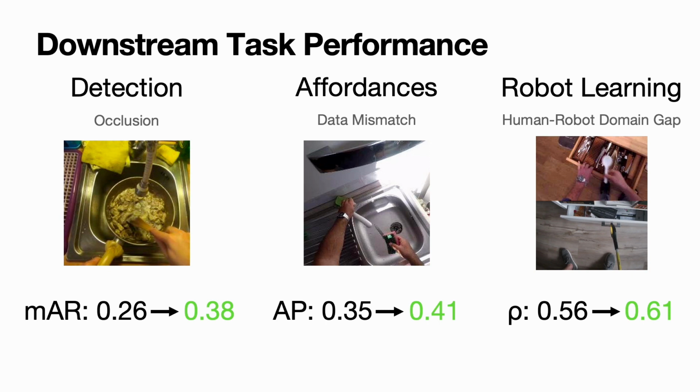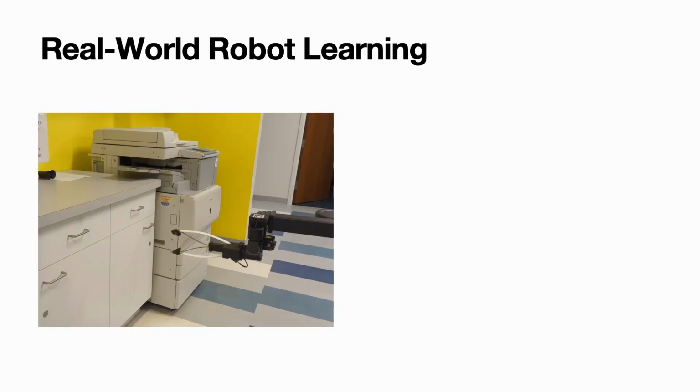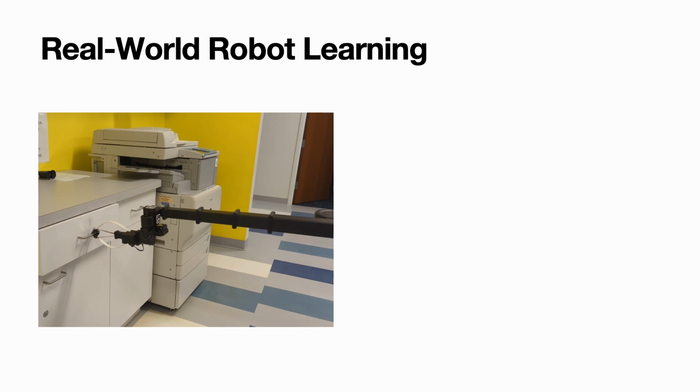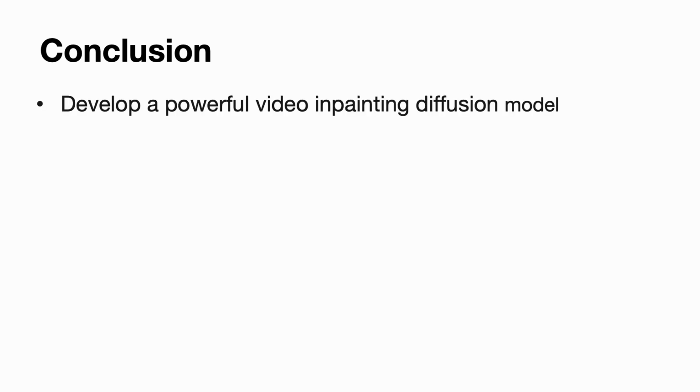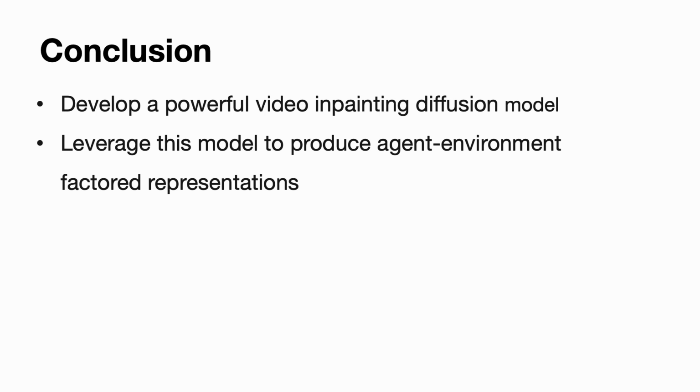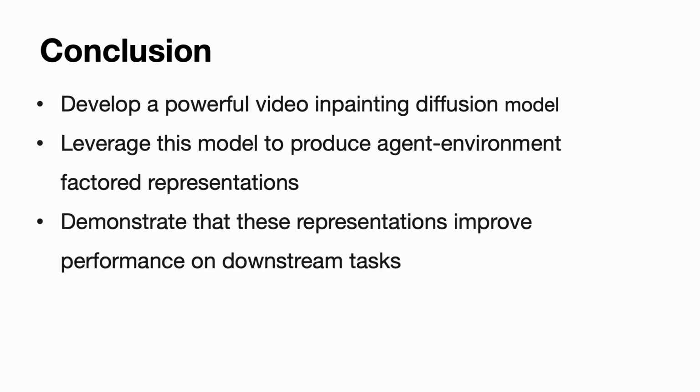Finally, we show that our factorized representations allow for simpler transfer across embodiments. In a real-world robot learning experiment, our agent is able to learn to open a drawer using reward derived exclusively from in-the-wild human demonstrations. We find this learning is greatly accelerated by using the agent environment factored representation. In conclusion, in this work, we developed a powerful video inpainting diffusion model. We leveraged this model to produce agent environment factored representations and demonstrate that these representations can improve performance on downstream tasks. Code, data, and models will be released. Thanks for watching.